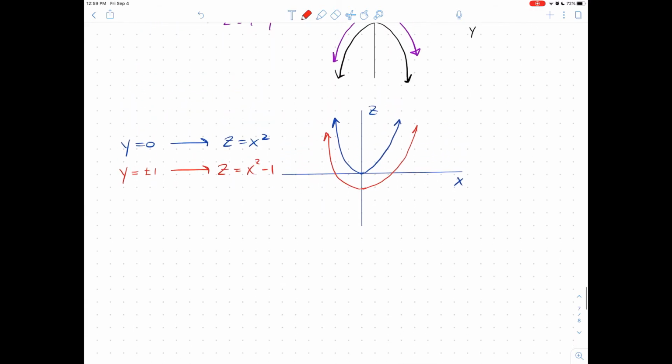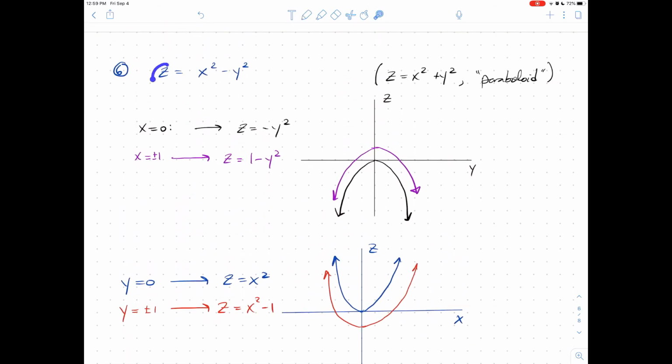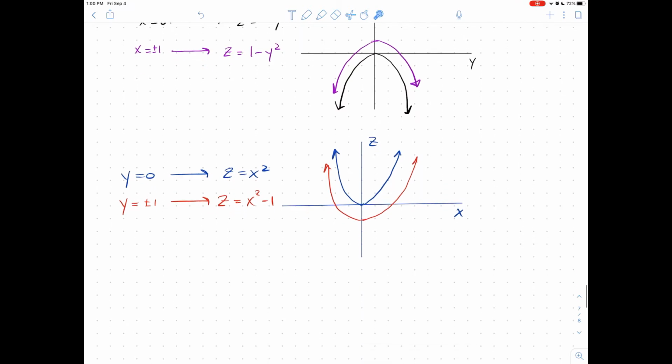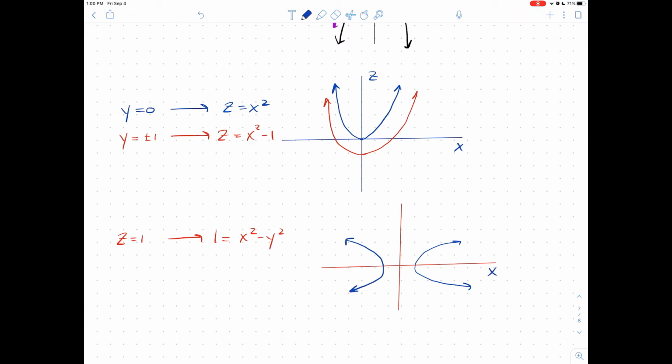All right, and then let's go ahead and do the traces when we fix z. So for example, z equals 0, you just get x squared equals y squared, so then you get a point, the origin. When z is 0, the graph is just the origin. But now let's do, for example, z equals 1. If I do z is 1, then I get the equation 1 equals x squared minus y squared. Classic hyperbola. And so let's see, this is going to open along the x direction like this, because x is positive. So this is the x-axis, the y-axis.